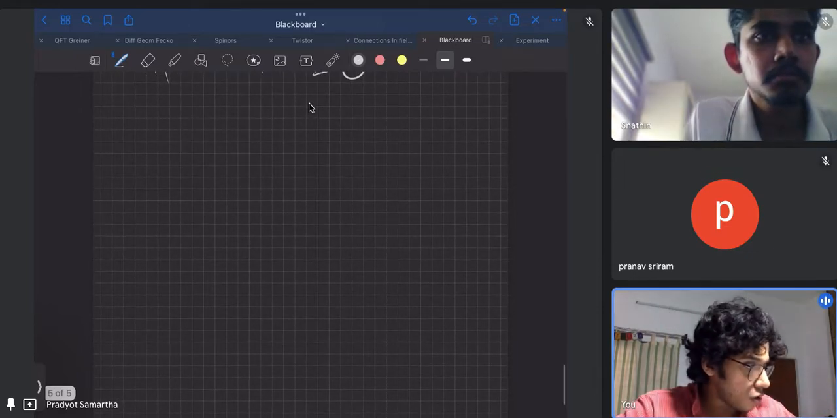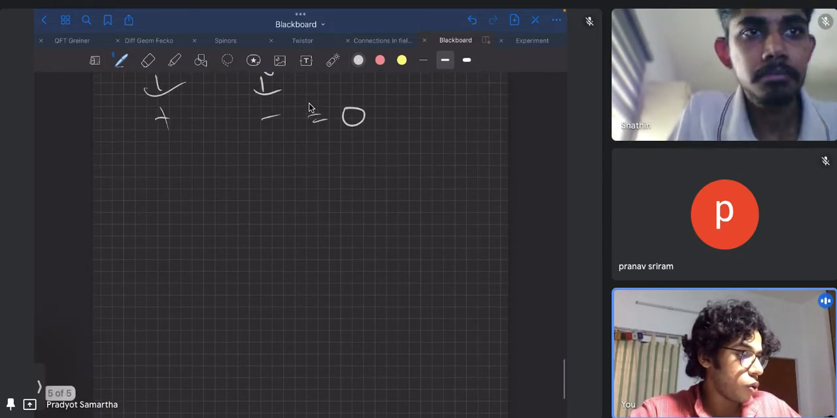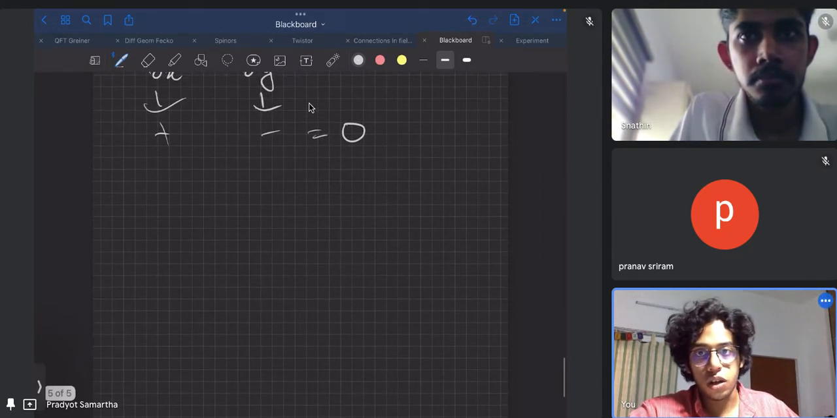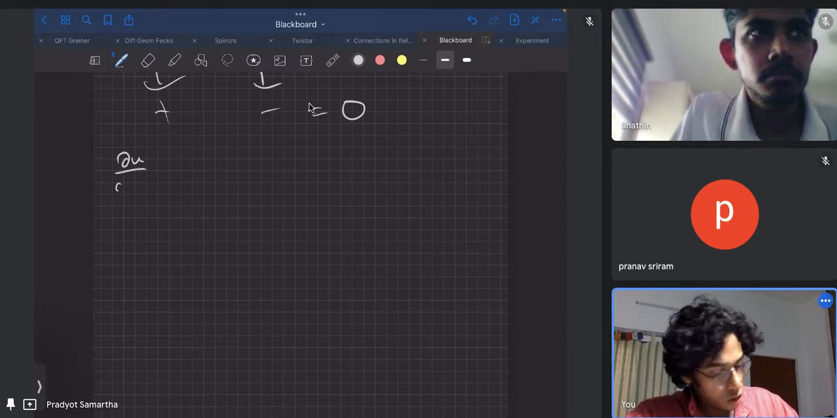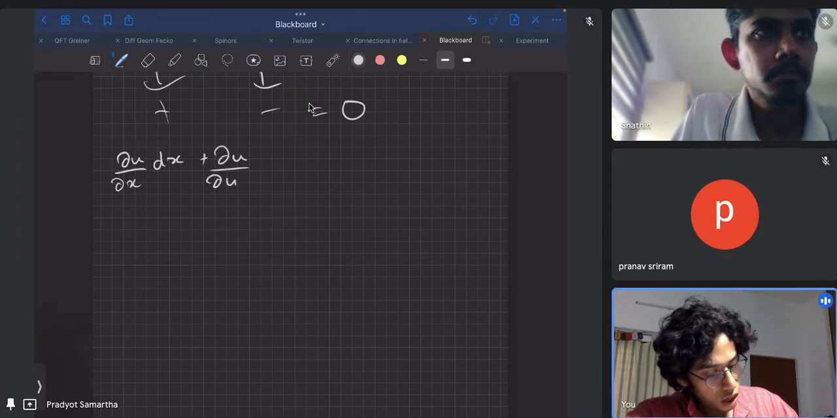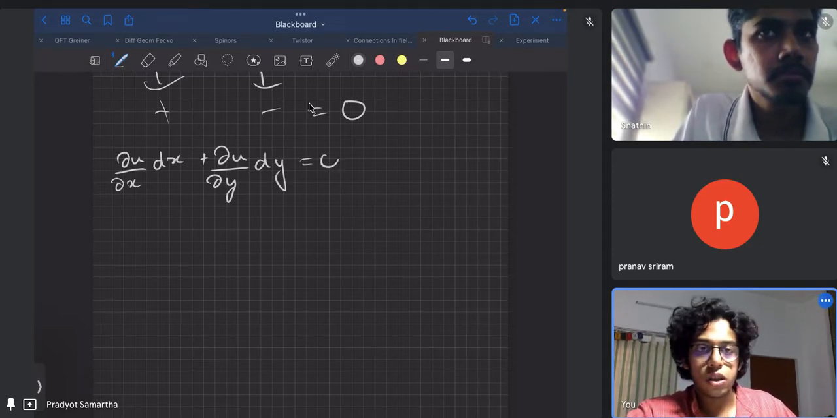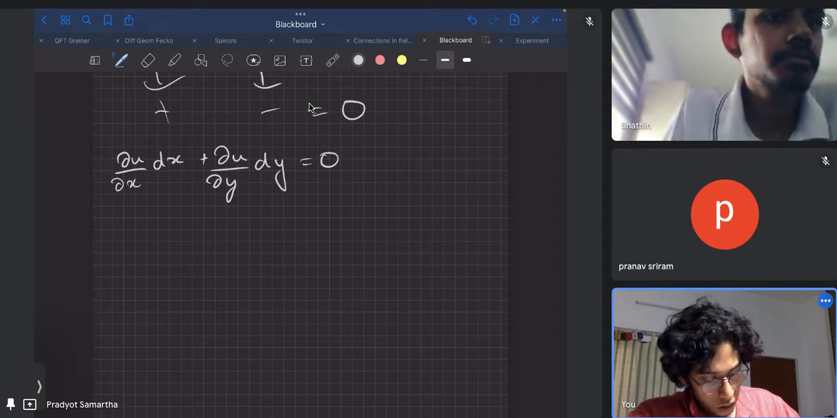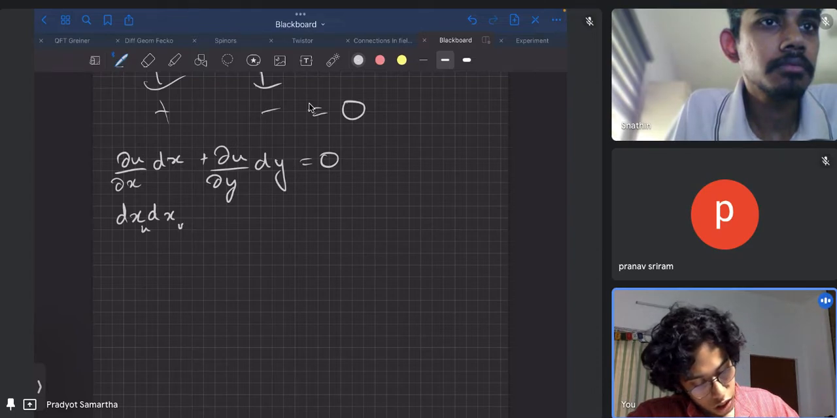Of course, a couple of interesting results apart from this with respect to the Laplace equation. When you take dou u by dou x dx plus dou u by dou y dy equal to 0, we won't go into proving this, but just keep these in mind. And then we have dxu dxv plus dyu dyv is equal to 0.